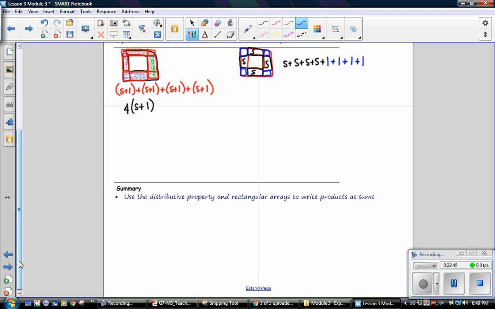In this lesson, you have learned to use the distributive property and the rectangular arrays to write products as sums.